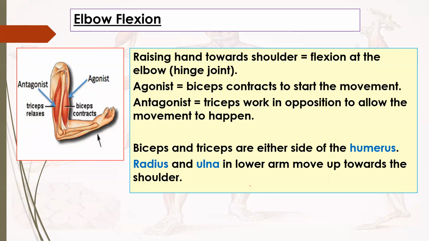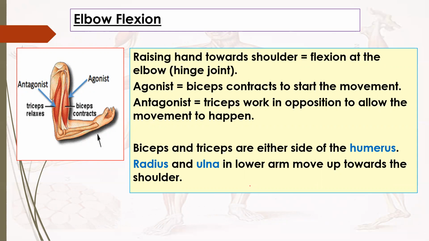Okay, so we'll go straight into it, and I'll just read it through. So in elbow flexion, you're bending the arm at the elbow, you're raising that weight up in a bicep curl, raising the hand towards the shoulder. That's what flexion at the elbow is. And the elbow joint is a type of hinge joint. The agonist is the biceps, so they contract to start the movement. During that phase, the antagonist, the triceps, they work in opposition to allow the movement to happen. So they support the biceps to coordinate and control the movement.